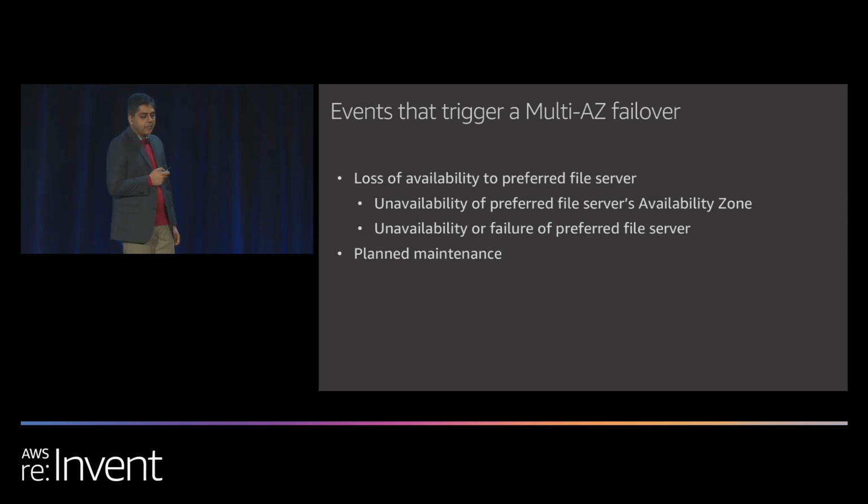So in terms of the events that actually trigger a failover in the case of the multi-AZ deployment, it's basically a couple of different things. If the preferred file server's availability zone itself becomes unavailable, or if the preferred file server itself fails, we detect that loss of availability and we immediately fail over to the standby. And then we ensure failback, as I showed earlier. We also perform planned maintenance activities in order to keep your Windows Server software up to date on the file server. And when we do these planned maintenance activities, we actually also perform the automatic failover and failback so that you get continued high availability even when we are performing maintenance activities on your file servers.